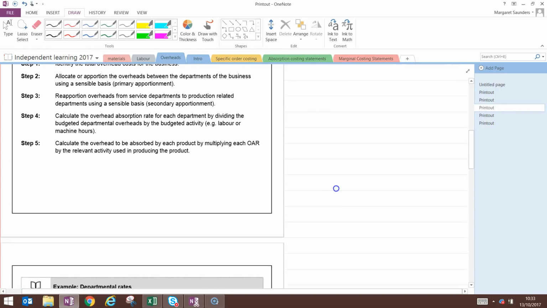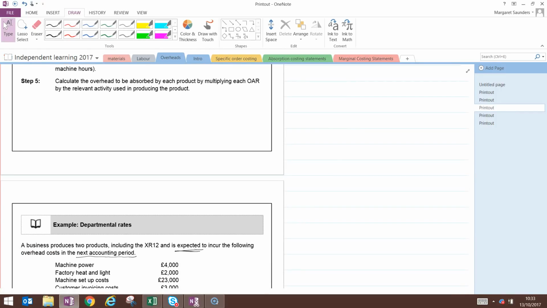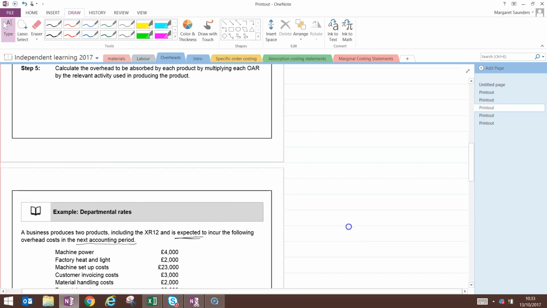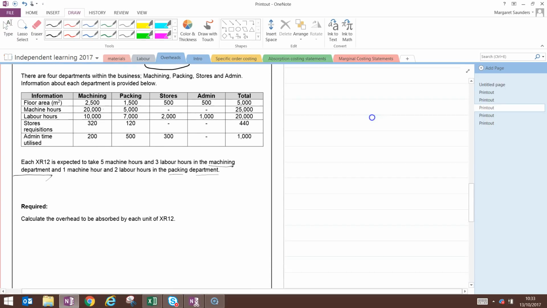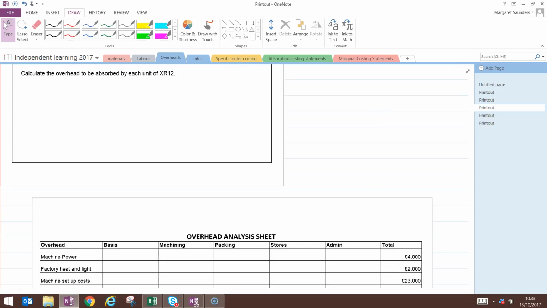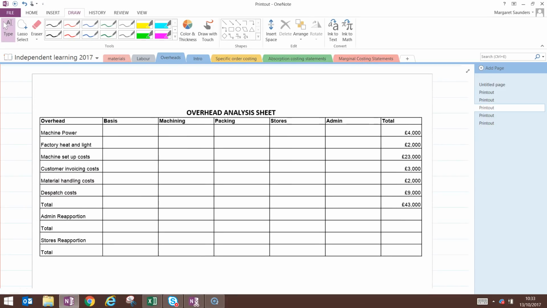To do this, we draw up what is called an overhead analysis. And I have an example. This is an overhead analysis sheet. The first column lists the individual overheads.